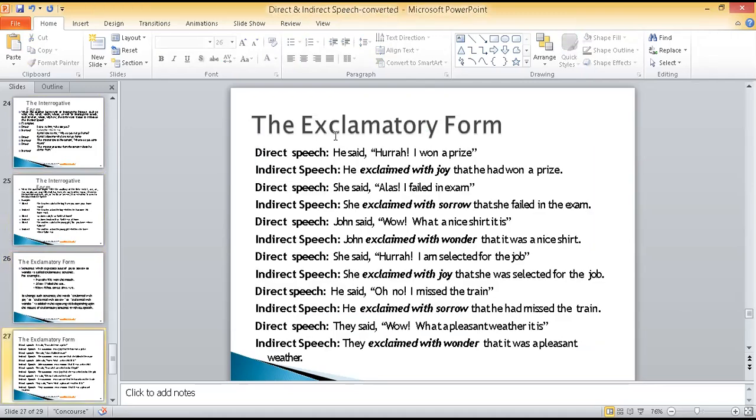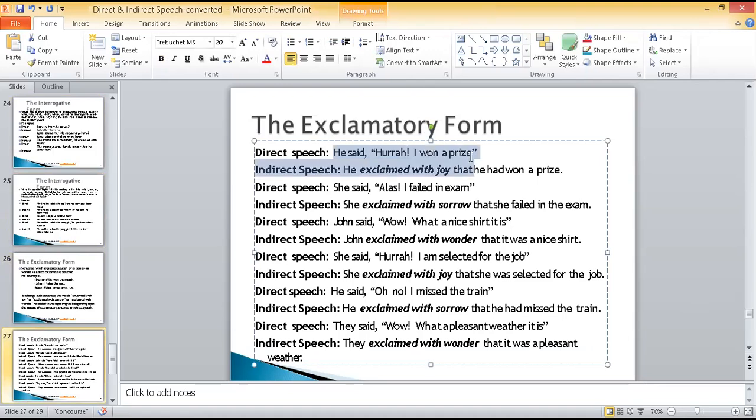Now, see, for example, he said, "Hurrah, I won the prize." You know that there is happiness. So you can say that he exclaimed with joy that he had won the prize. The rest is same as we did in the beginning, that you have to use 'that'. You have to change the tenses, you have to change the verb. The only thing you have to identify is excitement, happiness, joy, sorrow, wonder, or any other feeling.